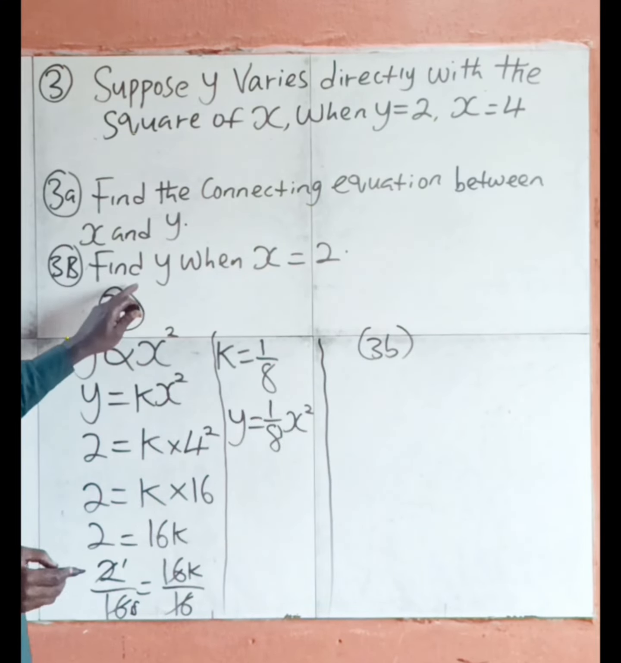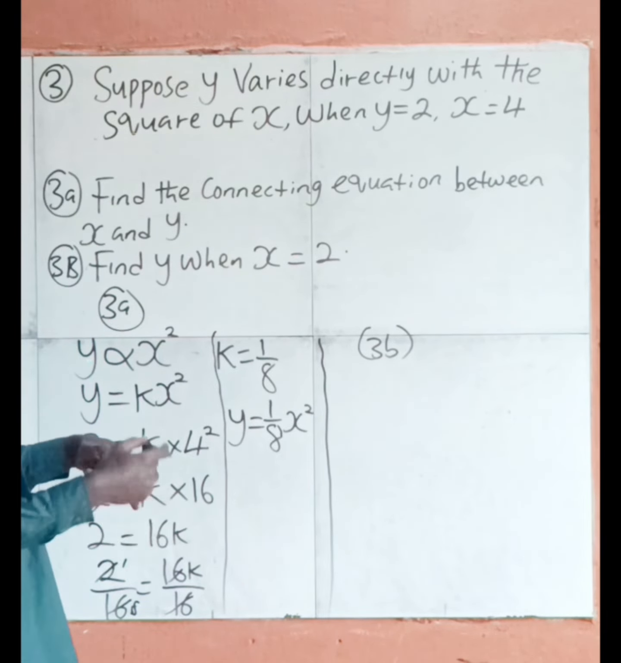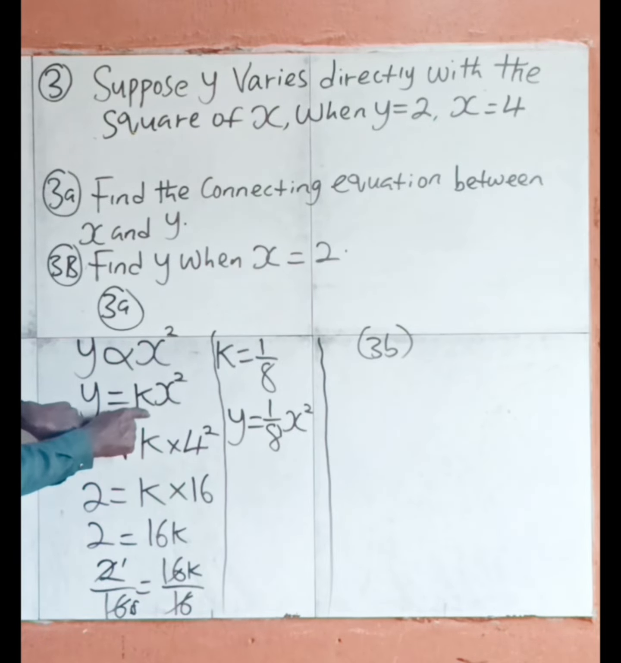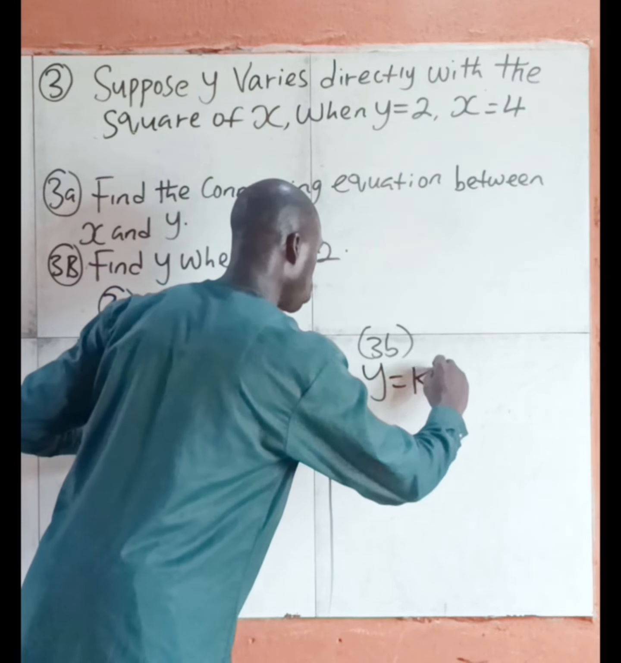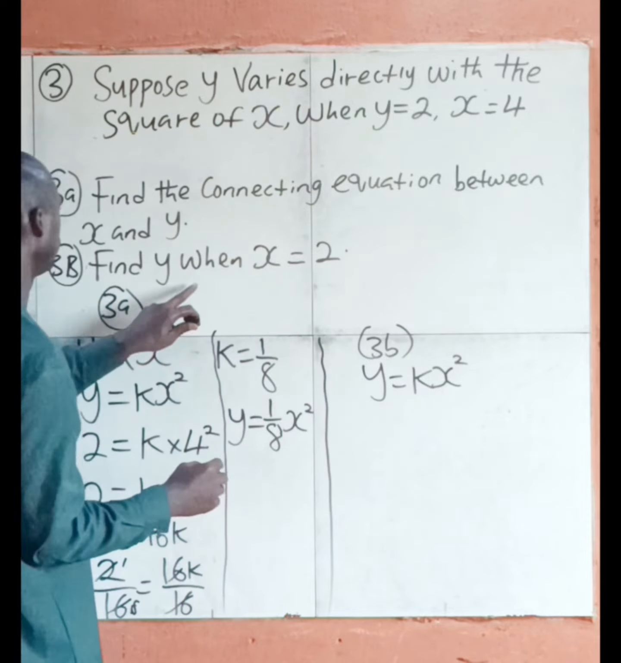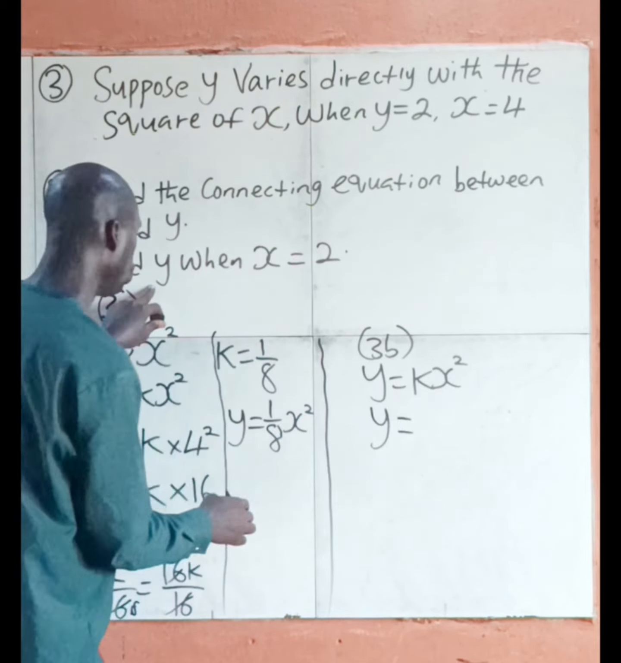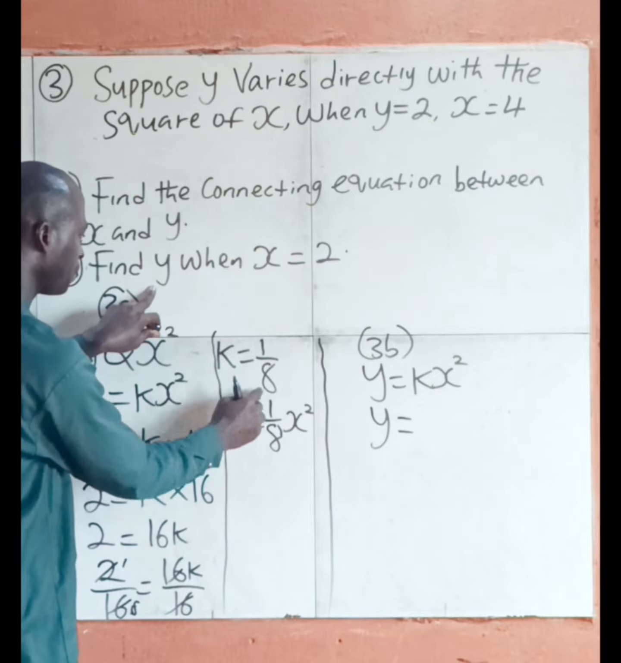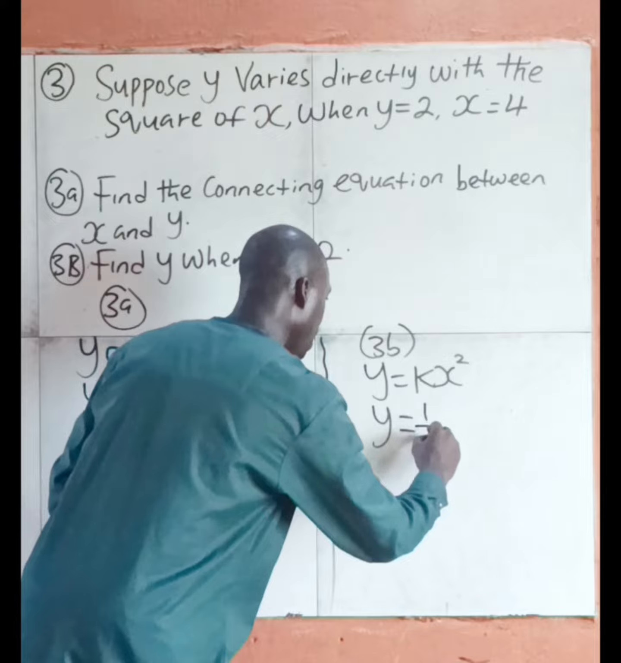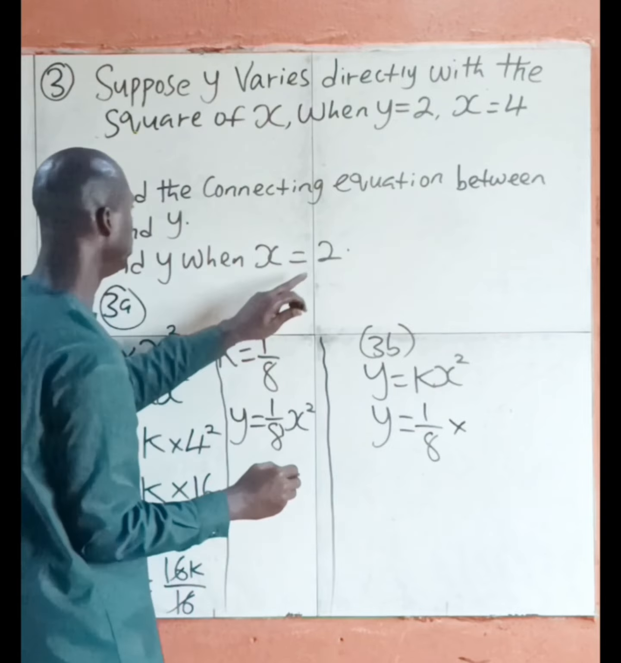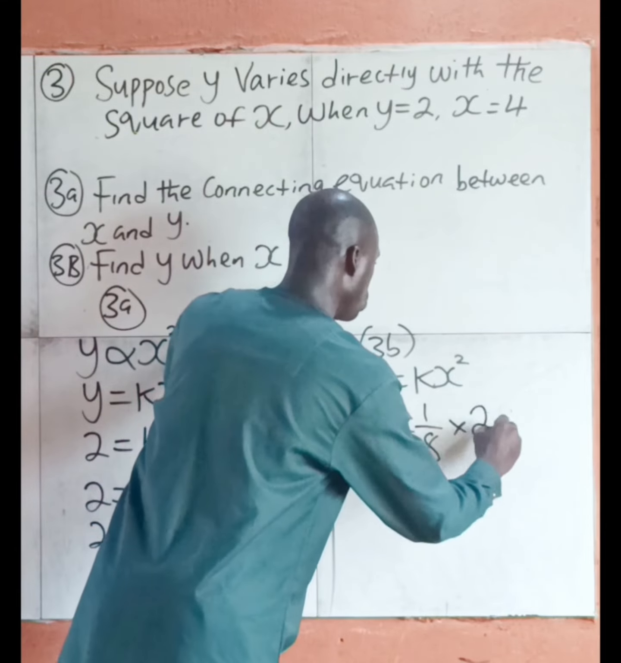Now for question 3b, the question says find y when x equals 2. How are we going to solve this? Very, very simple. I will go back again to my formula, which is y equals kx squared. Did they give me y in this question 3b? No, so I'm going to rewrite y equals. Do I have k? Yes, I have k. My k is 1 over 8, times, did they give me x? Yes, my x here is 2.